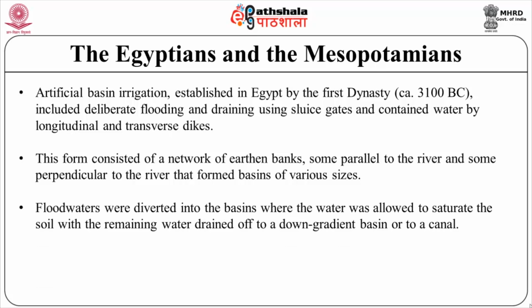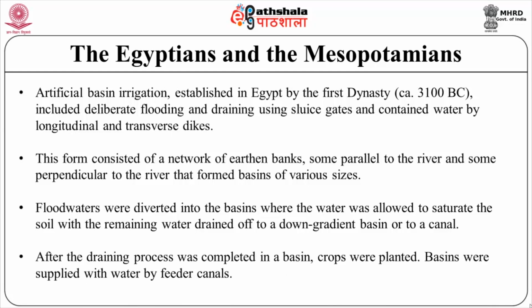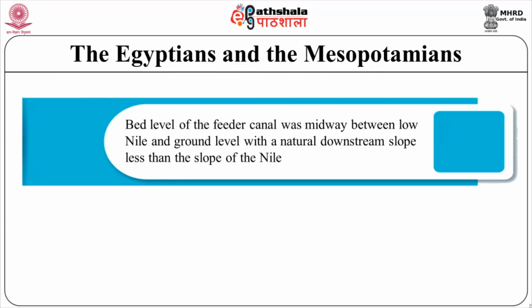Flood waters were diverted into the basin, where the water was allowed to saturate the soil, with the remaining water drained off to a down gradient basin or to a canal. After the draining process was completed in a basin, crops were planted. Basins were supplied with water by feeder canals. The bed level of the feeder canal was midway between low Nile and ground level, with a natural downstream slope less than the slope of the Nile.